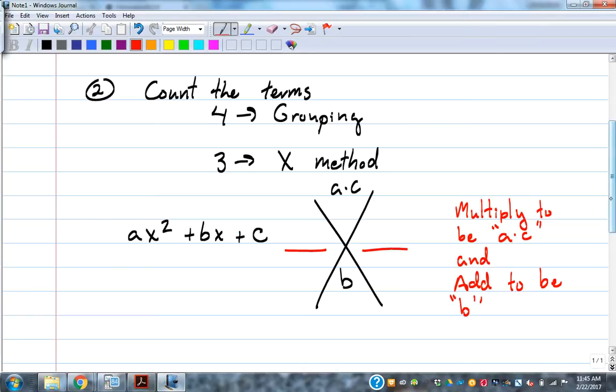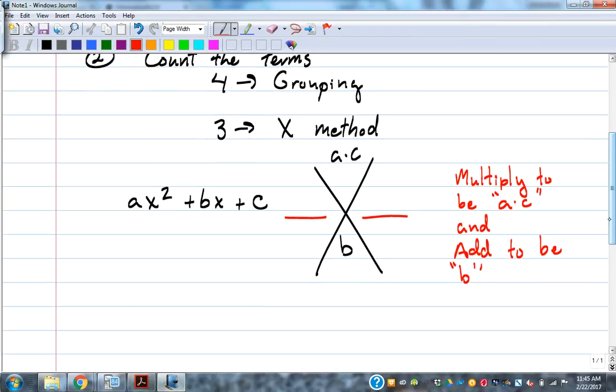All right. So multiply to be the top, add to be the bottom. That's what you got to remember. Multiply to be the top, add to be the bottom. Okay. Let's do some examples with some numbers involved.